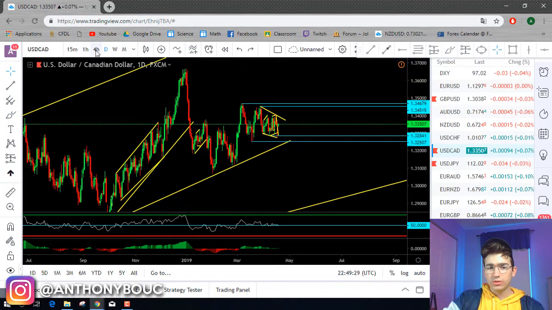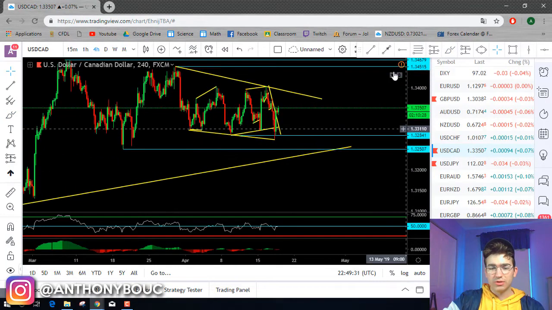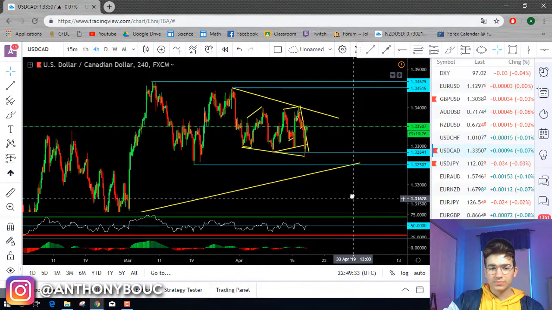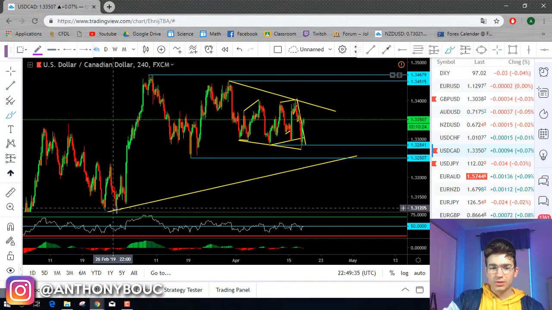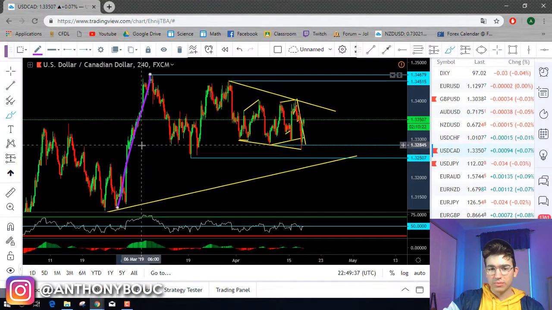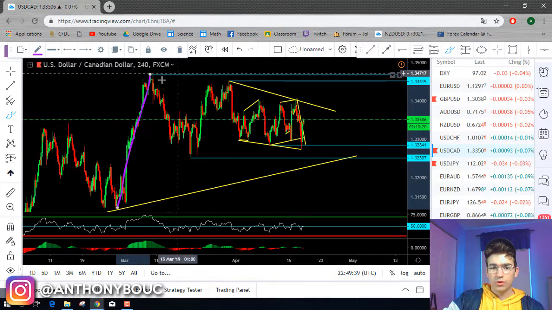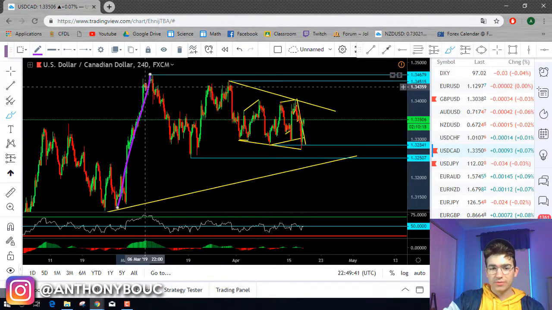So when we go on the lower time frame, let's take a look at the 4-hour first of all. You see here that we have a move up, which is probably an impulse, and then we're getting another correction here, right?